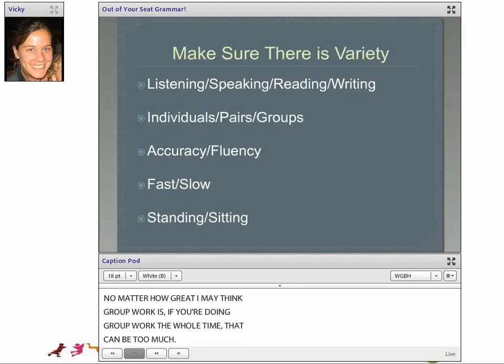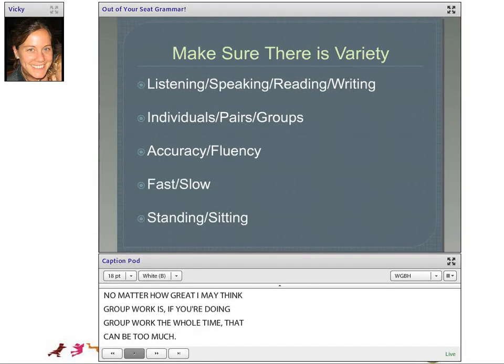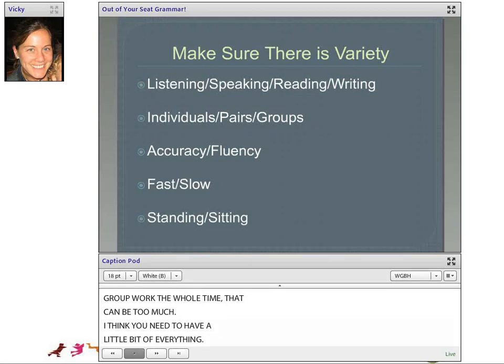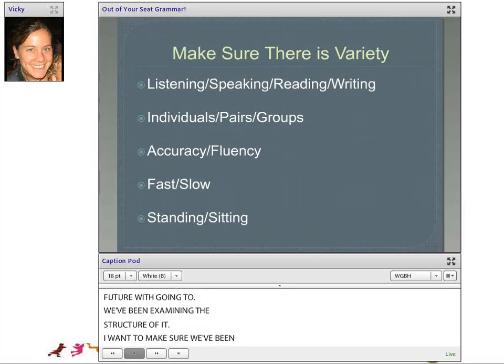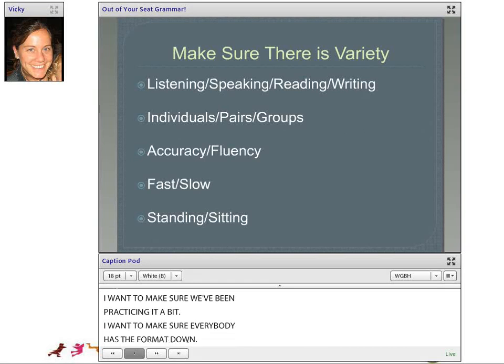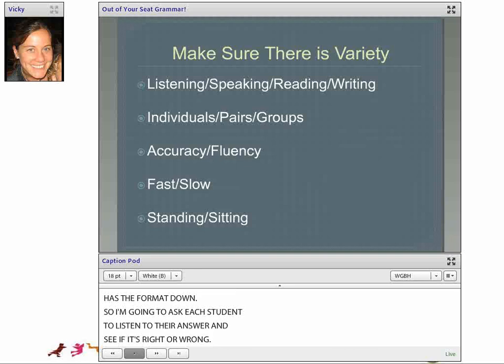Next, is there variety in terms of accuracy versus fluency? What do I mean by this? Accuracy is when perhaps you've just introduced something new, perhaps we've just introduced future with going to, we've been examining the structure of it, and I want to make sure now that we've been practicing it a little bit that everyone is getting it right. I want to make sure that they have the format down. And so I'm going to ask each student and listen very carefully to their answer and see if it's right or wrong, see if they've got it or see if we need more time on it. That's what I mean by accuracy.